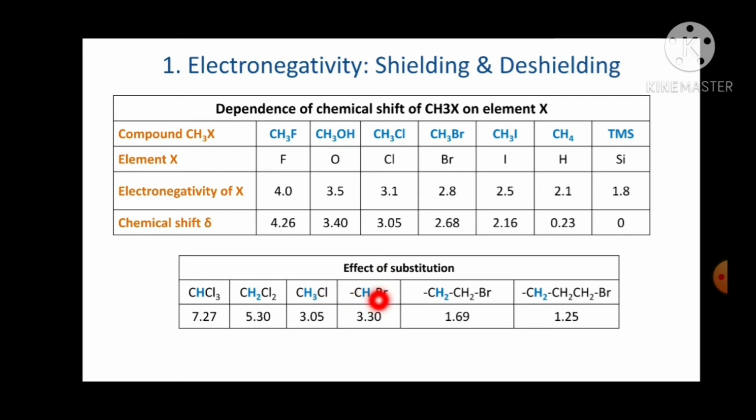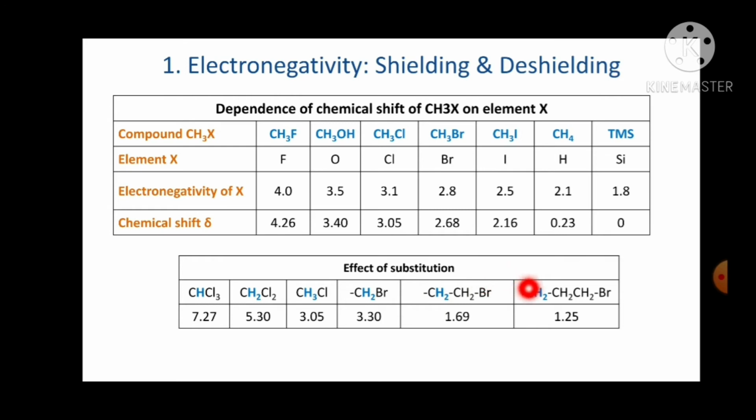Then you can have bromine. In the case of CH3Br it was at 3.30, but if I add one more CH2 in between, this bromine, which is again electronegative, will withdraw the electrons from this particular hydrogen through the carbon in a lesser way as compared to what we observe here. That's why these protons are highly deshielded compared to these CH2 protons, so you can see it is appearing at 3.30 where the other appears at 1.69.